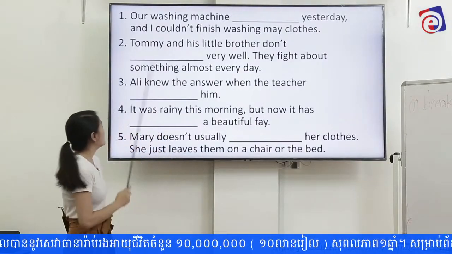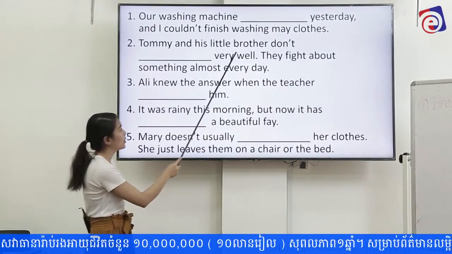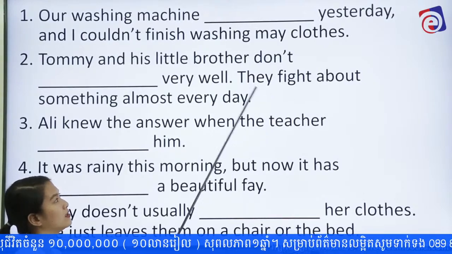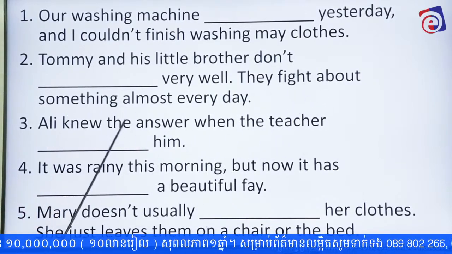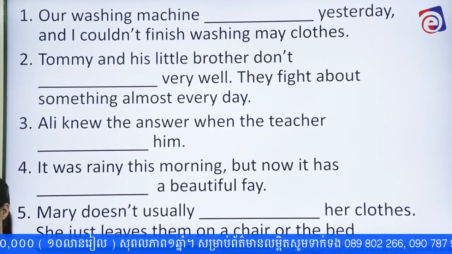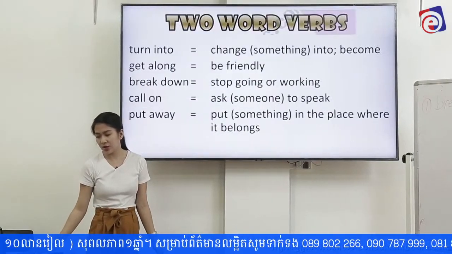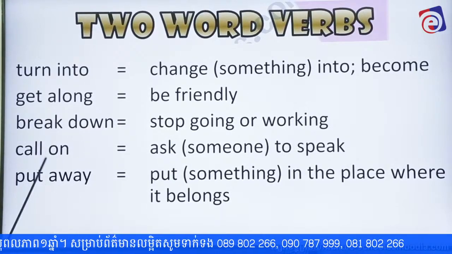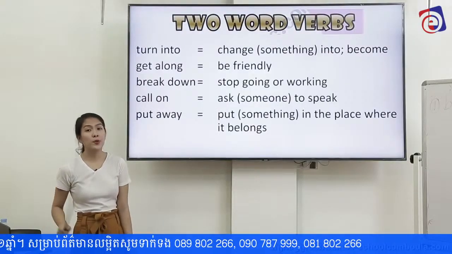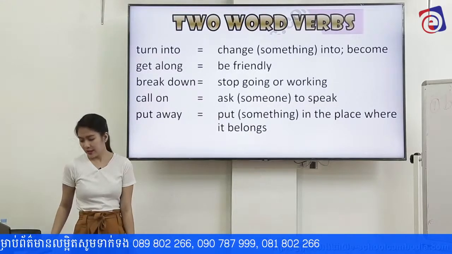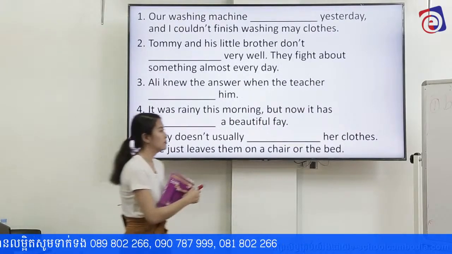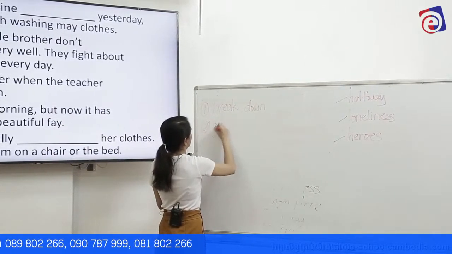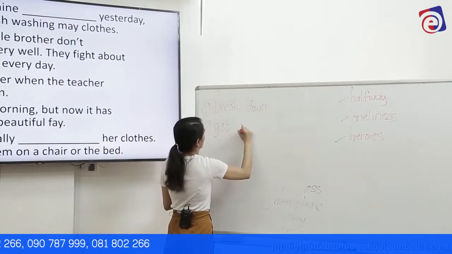Understand? Next, number 2, Tommy and his little brother don't blank very well. They fight about something almost every day. So what do you think is the answer in number 2? Is it get along, break down, call on, or put away? The answer is get along.